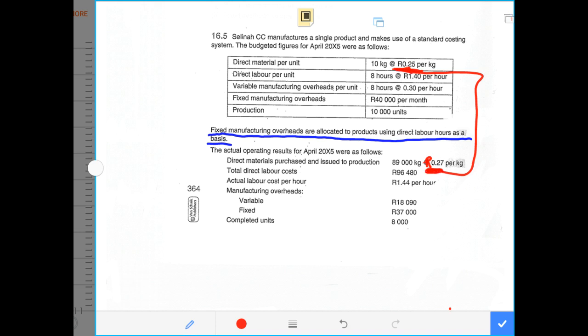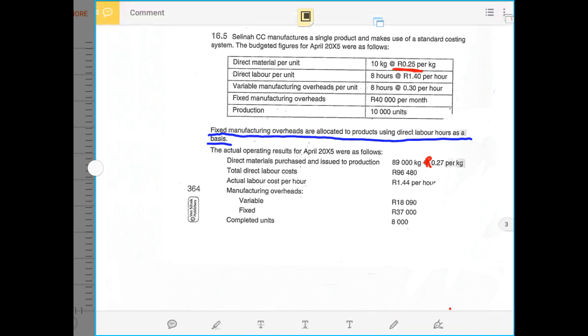Therefore, now obviously we can say that there is a variance which is unfavorable, because we actually pay more than what we expected to pay in the beginning. Then now we proceed on that same note. We are then given the total labor cost, and our total labor cost is 96,480. Then after, they give us the actual labor cost per hour.